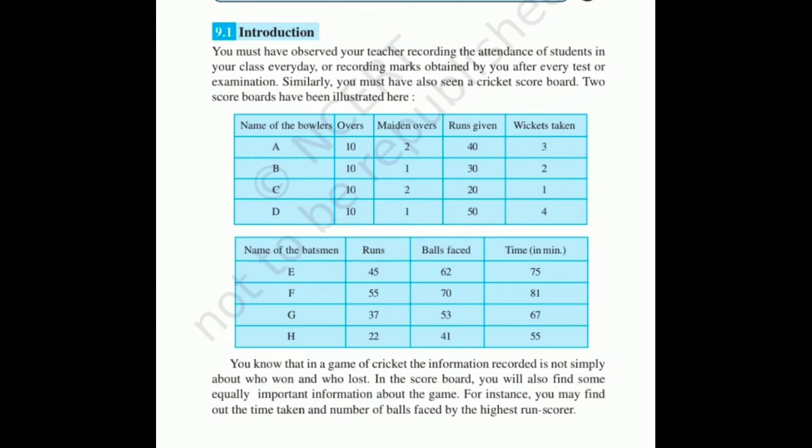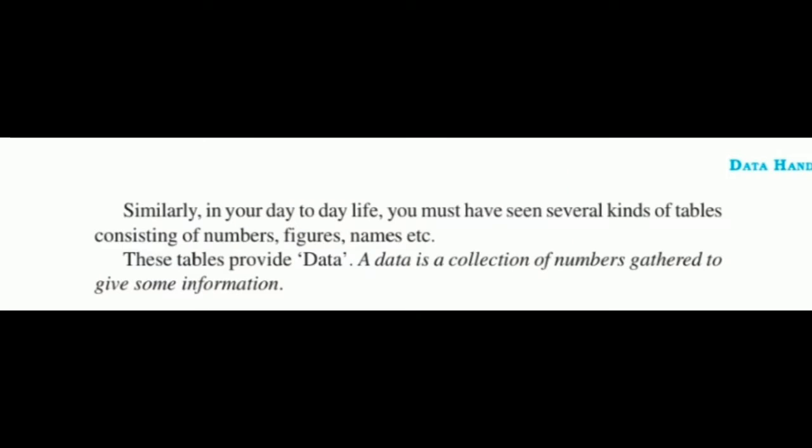You know that in a game of cricket, the information recorded is not simply about who won and who lost. In the scoreboard, you will also find some equally important information about the game. For instance, you may find out the time taken and number of balls faced by the highest run scorer. Similarly, in your day-to-day life, you must have seen several kinds of tables consisting of numbers, figures, names, etc. These tables provide data. Data is a collection of numbers gathered to give some information. Once again, data is a collection of numbers gathered to give some information.